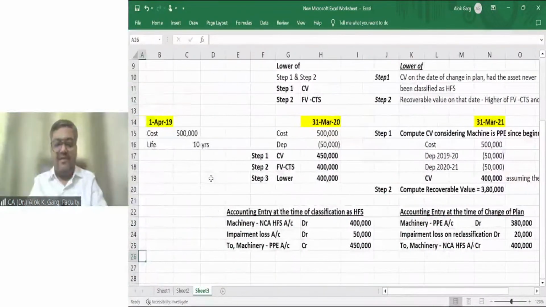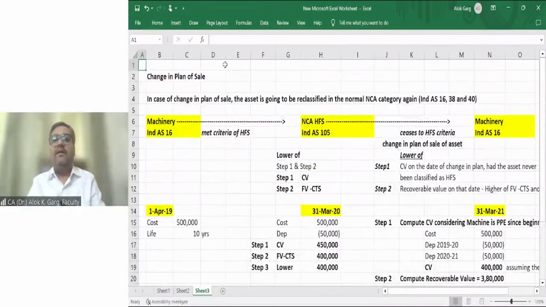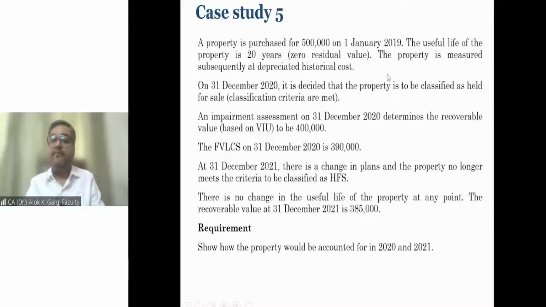If this entire journey is clear, then let me take you to one of the case studies from my PPT, case study 5. This case study will clear all your concepts of date of change of plan as well. We will read this case study and try to solve it while reading the question itself. This is how you will be able to save your time in the examination as well.